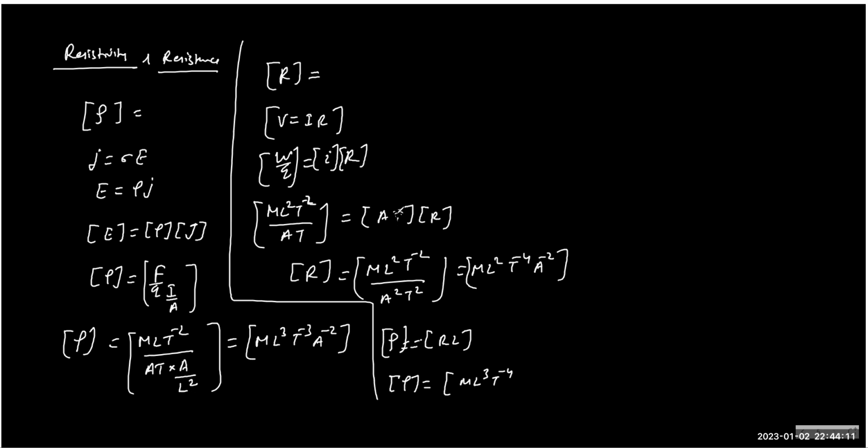This is extra. This current only, no? Oh yeah. Now fine. R is correct. Yeah. So rho equals R into L.